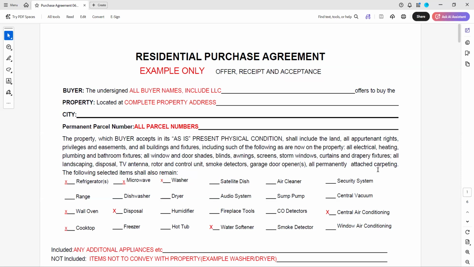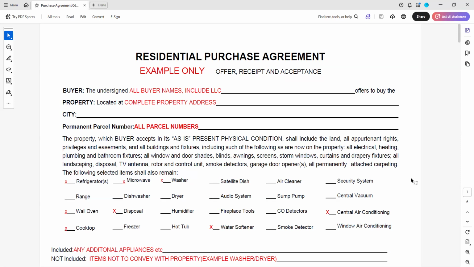The next paragraph talks about what is going to be included with the property, and it does state that the buyer accepts this property as is, in its present physical condition, meaning that they are putting this offer in based on what they see when they're walking through. That doesn't mean that they can't ask for things to be corrected after the inspection, and we'll get to that later. So what is included?